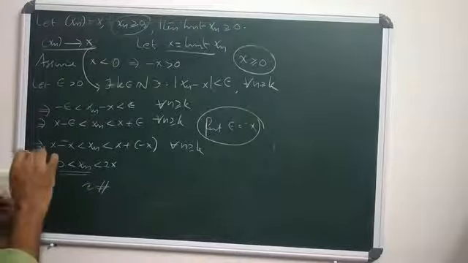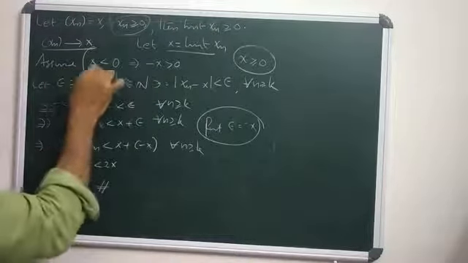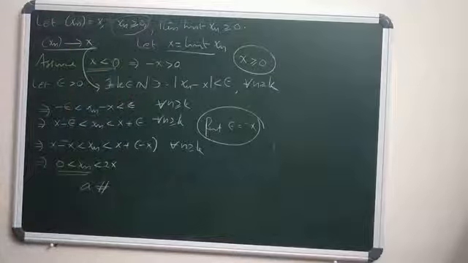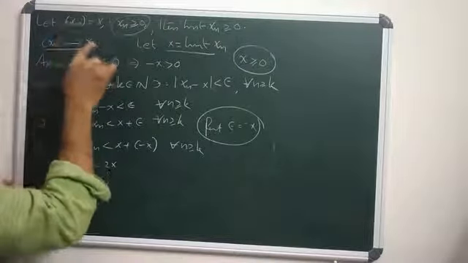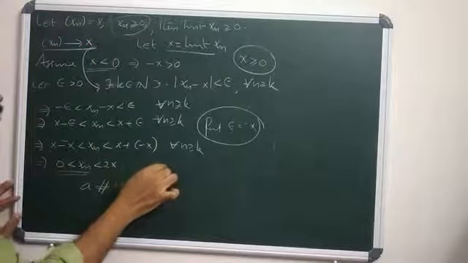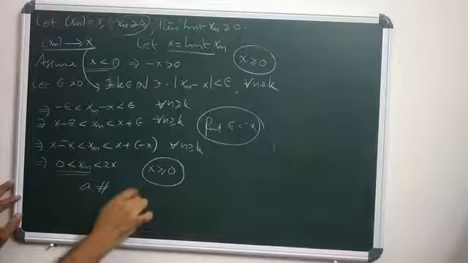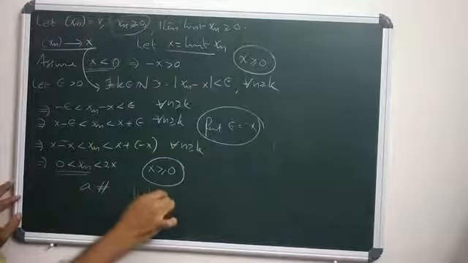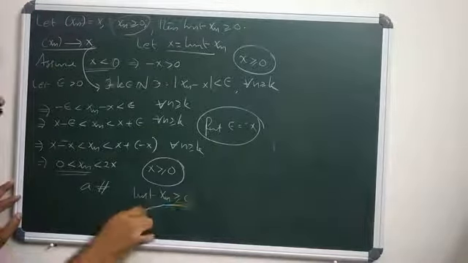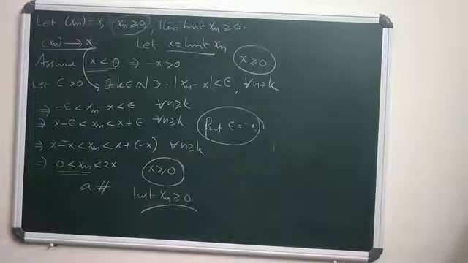This contradiction is due to our wrong assumption, therefore x is not less than 0. X not less than 0 means x is greater than or equal to 0. What is this x? X is limit xn, because x is the point of convergence of the sequence xn. So limit xn is greater than or equal to 0. That's our proof.